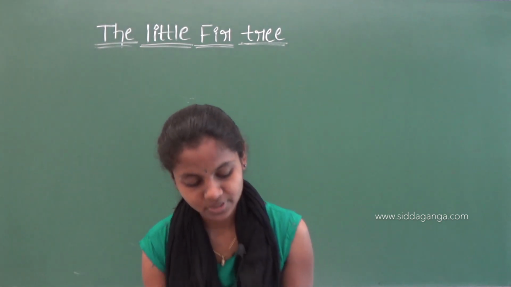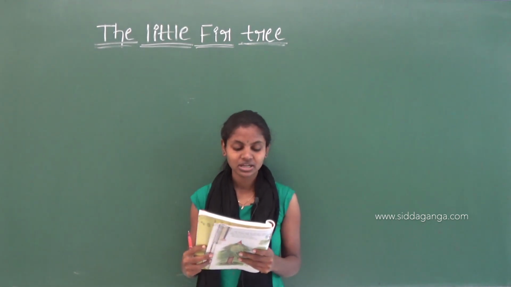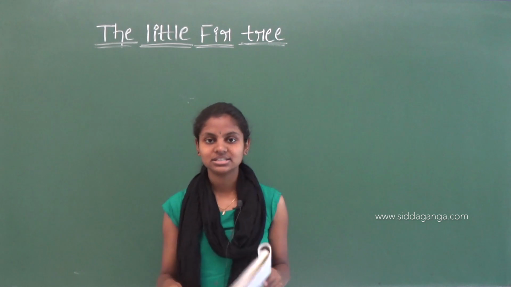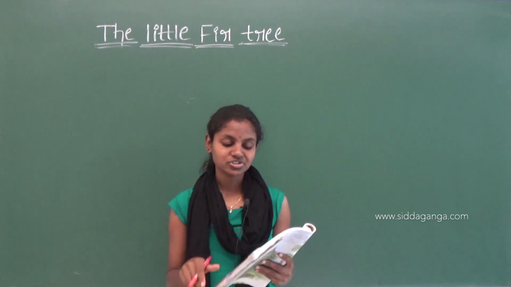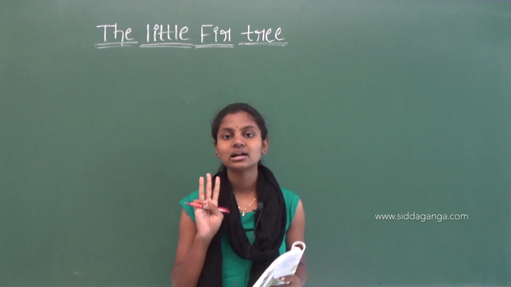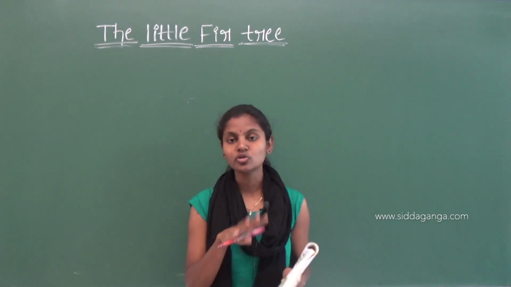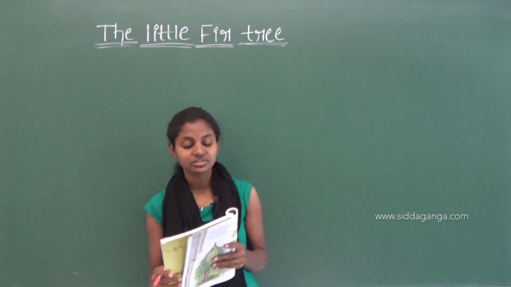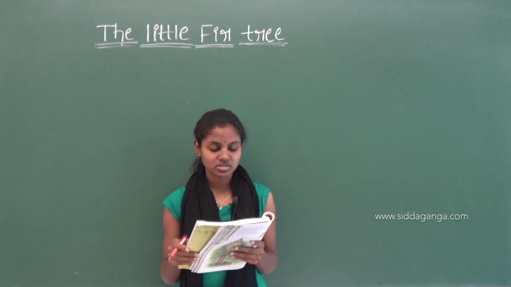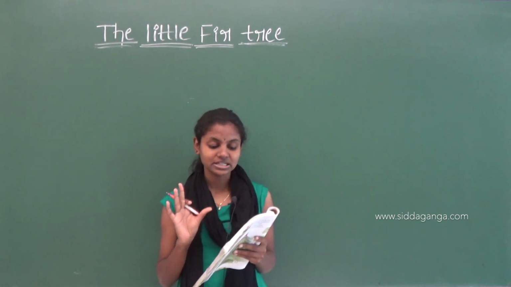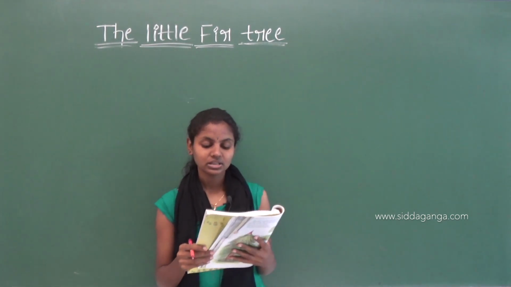Open page number 27. That is Reading is Fun. Tick the correct answer. Tick means right mark. Here there is one question, and for that 3 options will be given. You have to choose the correct answer from those 3 options. The first question is, the pretty little fir tree was happy with gold leaves, but... Three options are there.